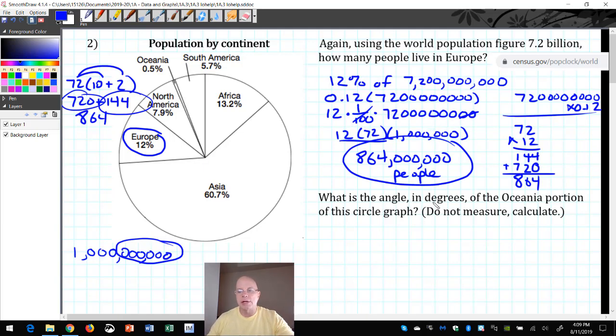What is the angle in degrees of the Oceania portion of this circle graph? And it says do not measure, so don't grab a protractor and start measuring it. It would be nearly impossible anyway, because you see that Oceania portion is such a small sliver, it would be nearly impossible to get an accurate measurement of how many degrees that piece of the circle graph is. But what you can do is think about finding 0.5% of the total number of degrees in a circle. And I hope you learned that during today's lesson, but if you didn't or you don't recall, please look that up during the pause and try to complete this one on your own.